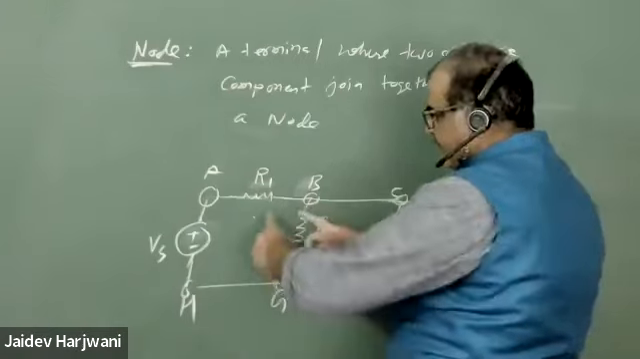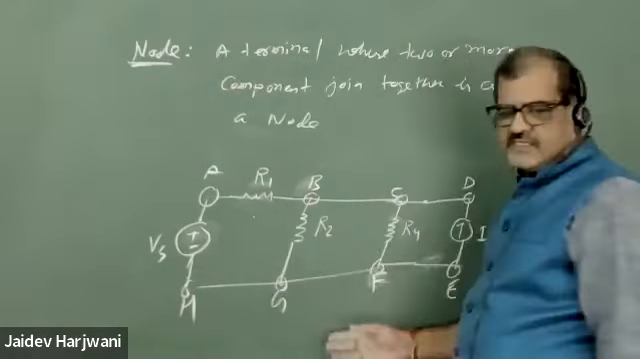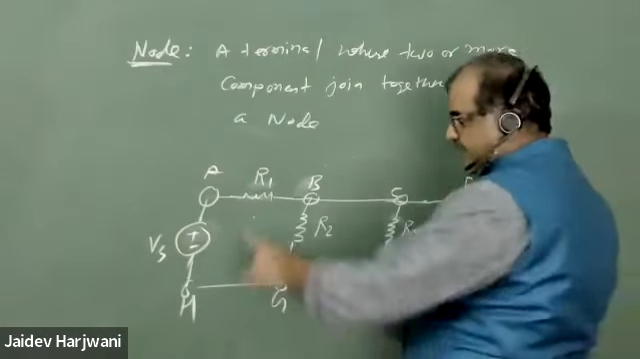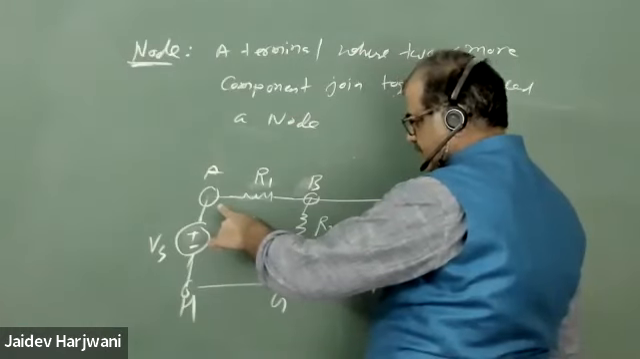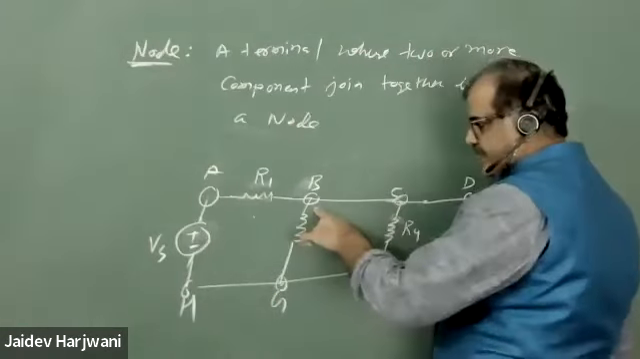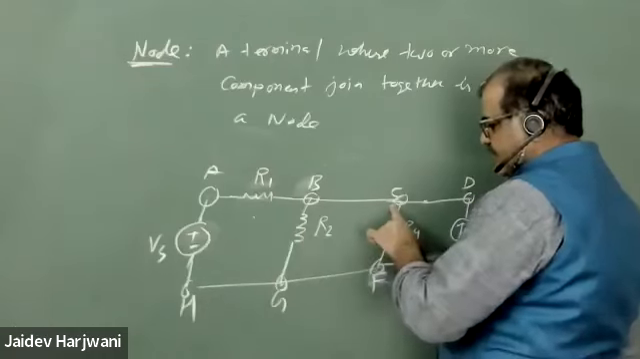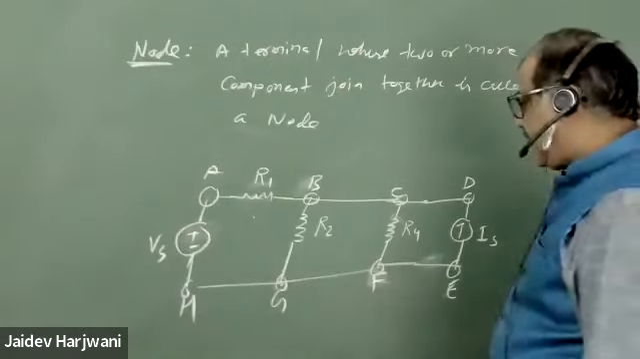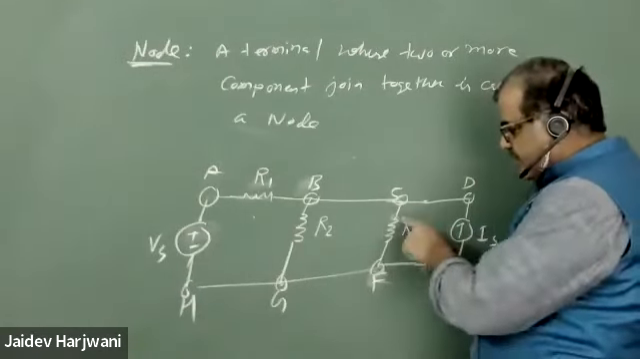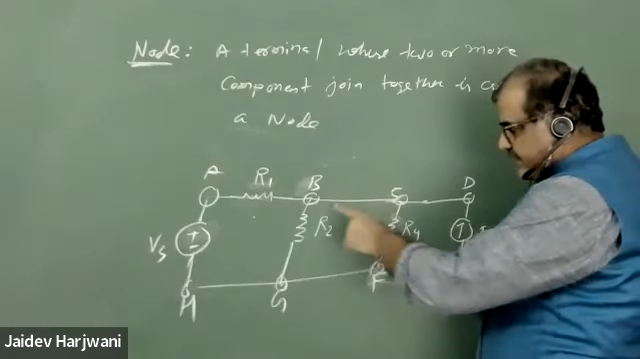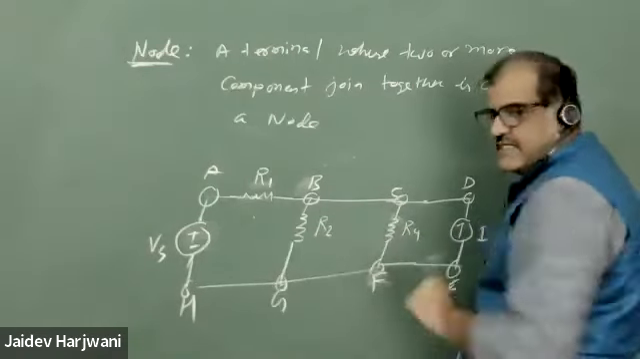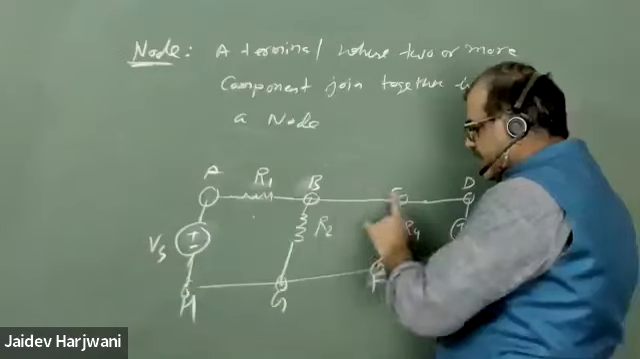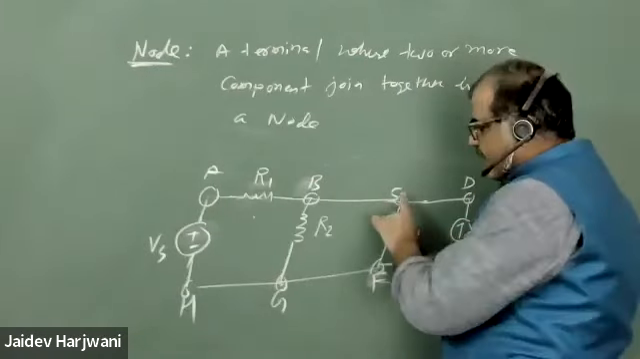For example, can you tell me which are the nodes here? How many nodes are there in the circuit? 8. So A is a terminal and a node. B is a node. Can I call C a node? I cannot call C a node because only one component is coming here. Between B and C there is no resistance, so there is no resistance drop. That means this point and this point are at the same potential, so they are not different nodes.